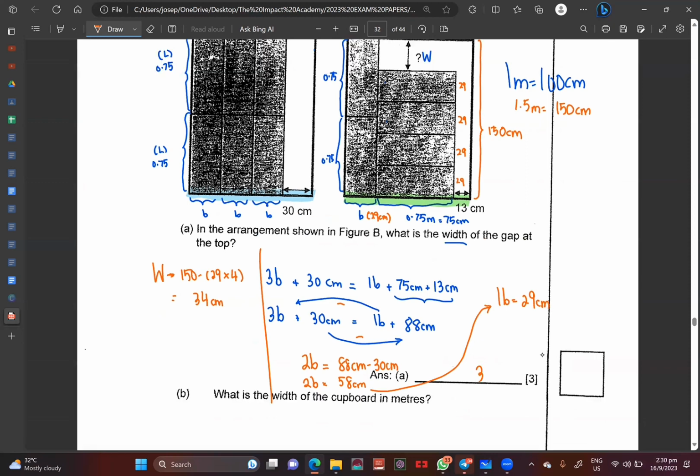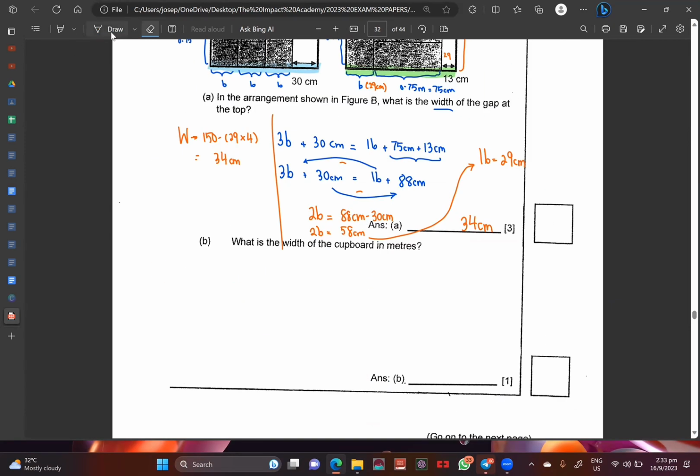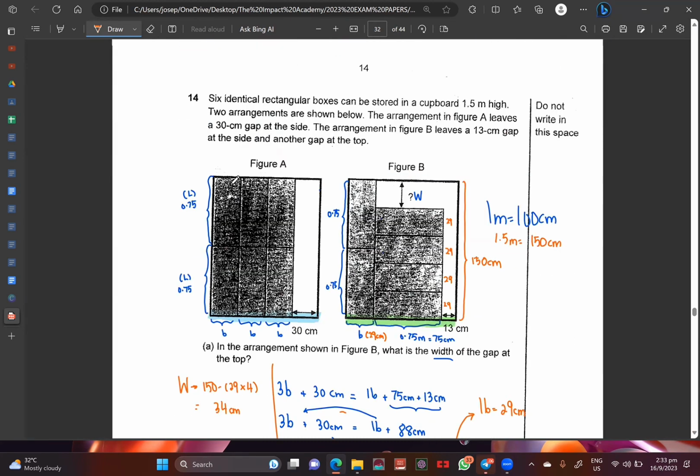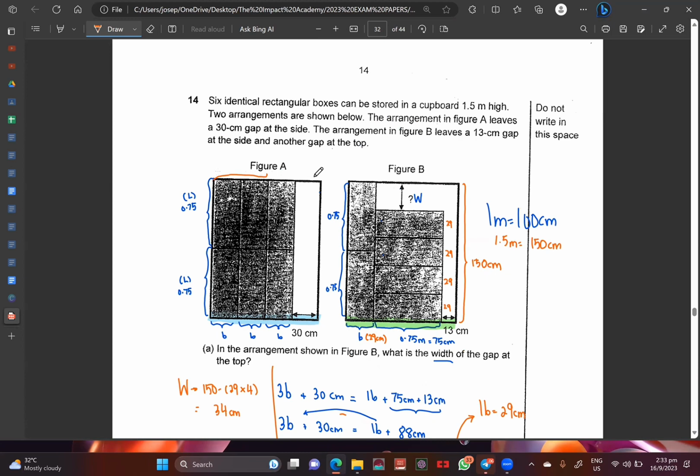Understand what I'm saying? Okay, so this is 34 cm. Oh, so in part B, they are asking us for the width of the cupboard. The width of the cupboard is basically, this is the cupboard. Can you all see this is the cupboard? So the width of the cupboard is basically here. I think it's pretty simple, right?